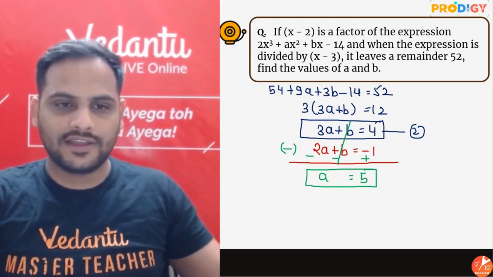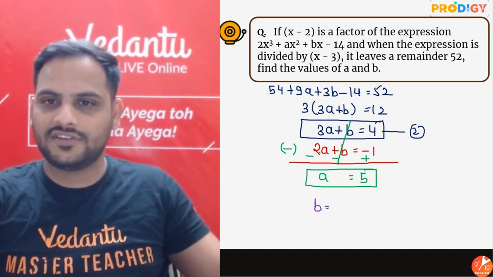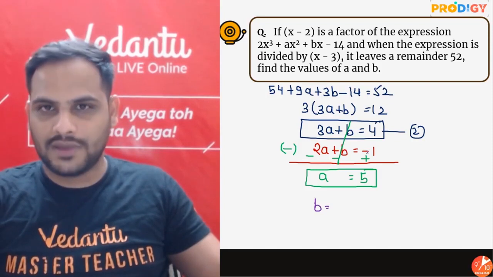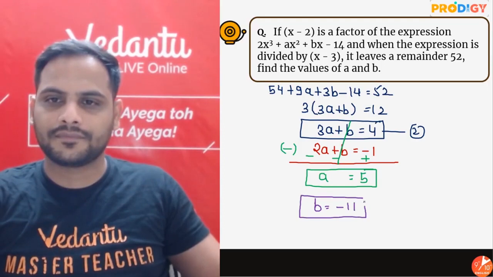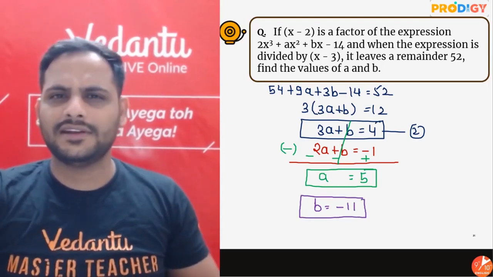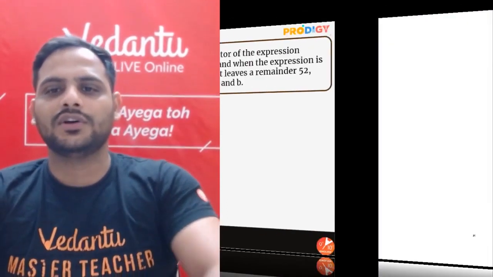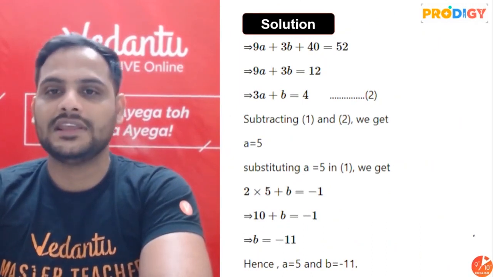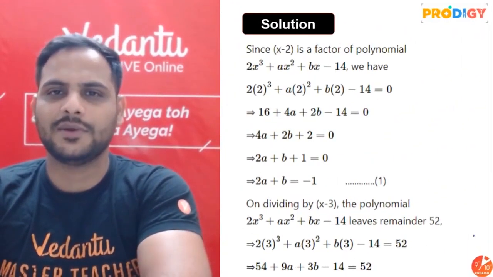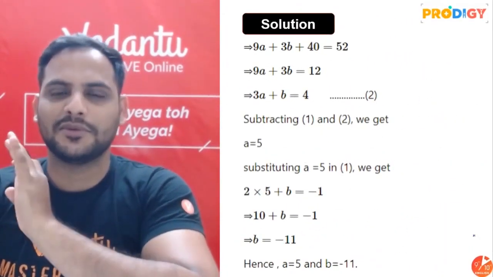Put a equal to 5 in any of these, either in equation 1 or in equation 2. You will get b is equal to, suppose 2 into 5 is 10. 10 plus b is equal to minus 1. So b is equal to minus 11. Right? B is equal to what? Minus 11. Okay, beta. So this is how this question will be done. A is equal to 5. B is equal to minus 11. Easy question. Alright. So once we get the hold of the solutions, the question becomes very easy.